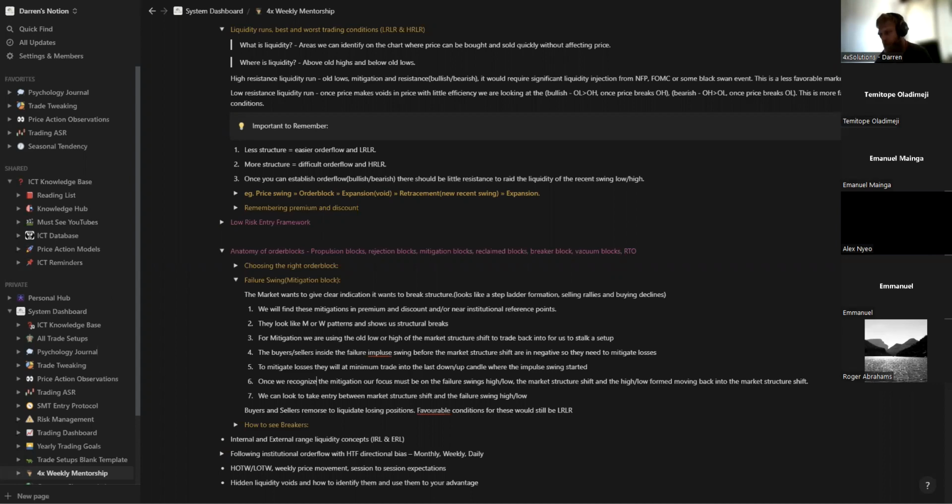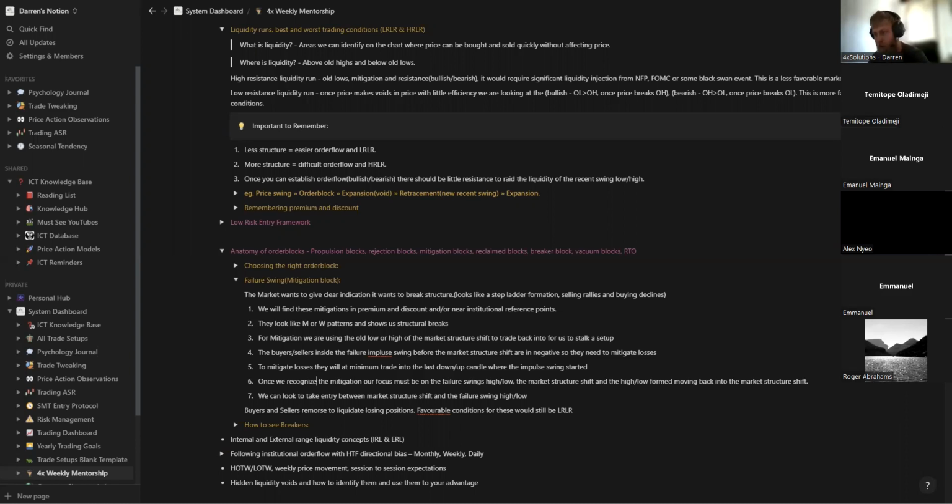Is the mitigation block always responsible for the shift of the market? Is it always responsible? Well, there's also a breaker, which we haven't discussed yet. A breaker can also change the direction. But no, the mitigation block isn't always responsible for the reason why market structure shifts.